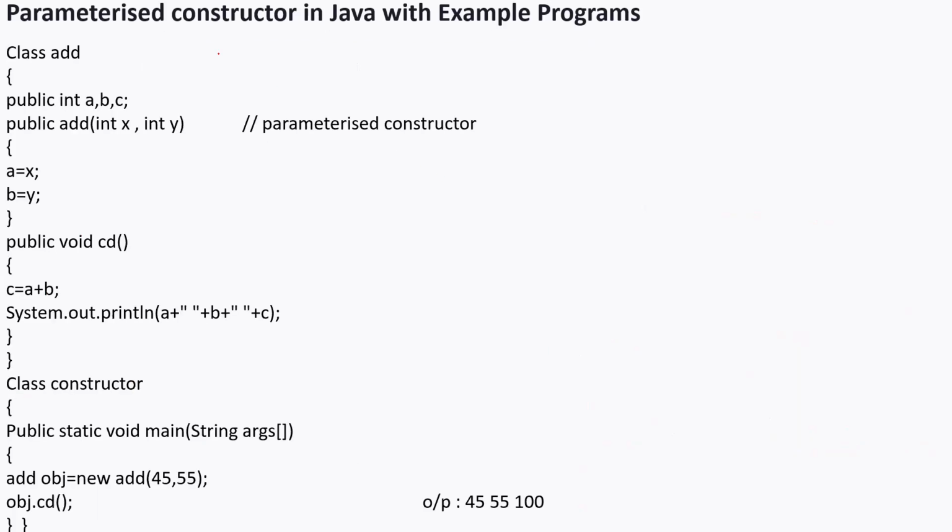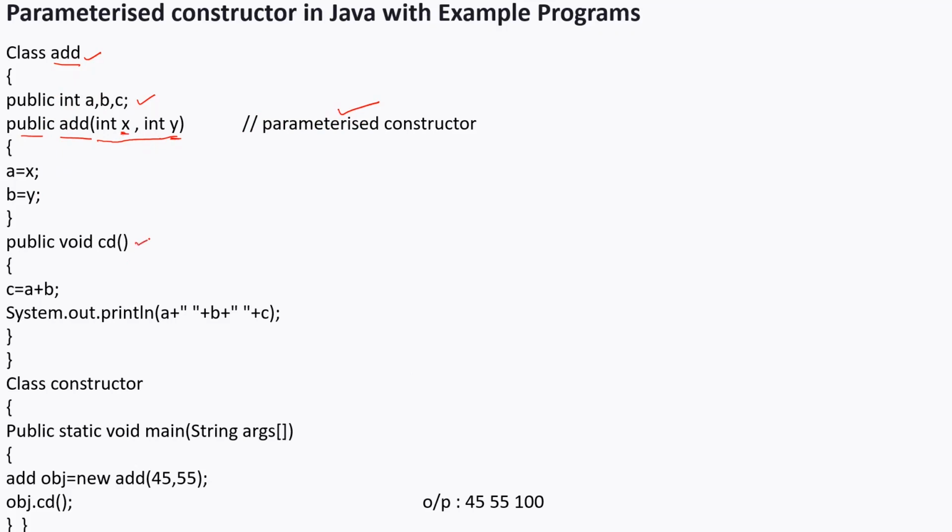Now let us go with one example. This is a parameterized constructor. Put your concentration. Class add I have taken. Next, I've declared 3 instance variables A, B, C. Now you can see here, this is a constructor with parameters. So this is called a parameterized constructor. You can see public, my class name is add, constructor name is add. There is no return type. And there are 2 parameters. A constructor with parameters is known as a parameterized constructor. Now you can say A equals X, B equals Y. You're going to store this X value into A and Y value into B, right?